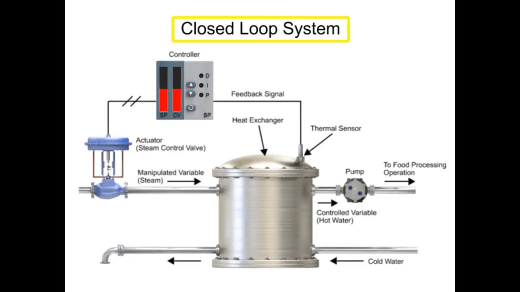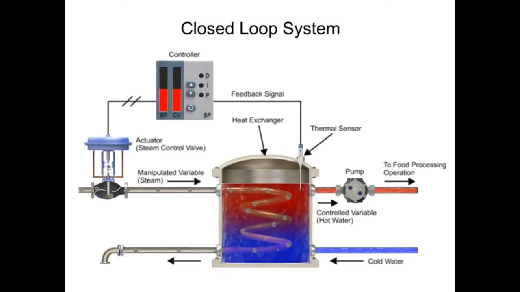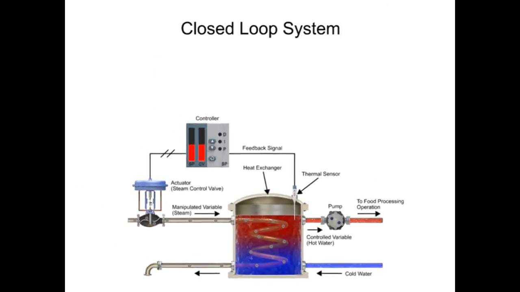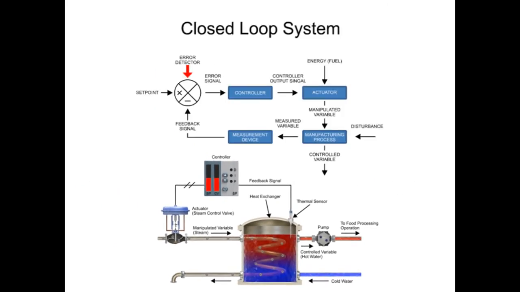The function of a closed-loop system is to monitor and automatically maintain a variable at a desired set point in a manufacturing process. Using an example of a heat exchanger, the operation of a closed-loop system is compared with a block diagram.